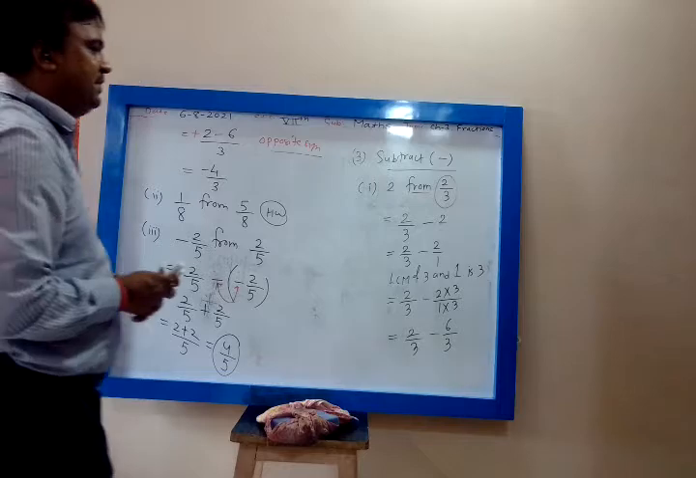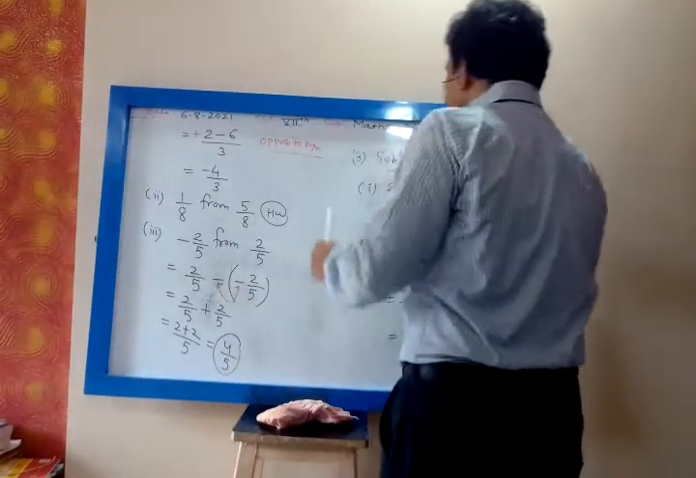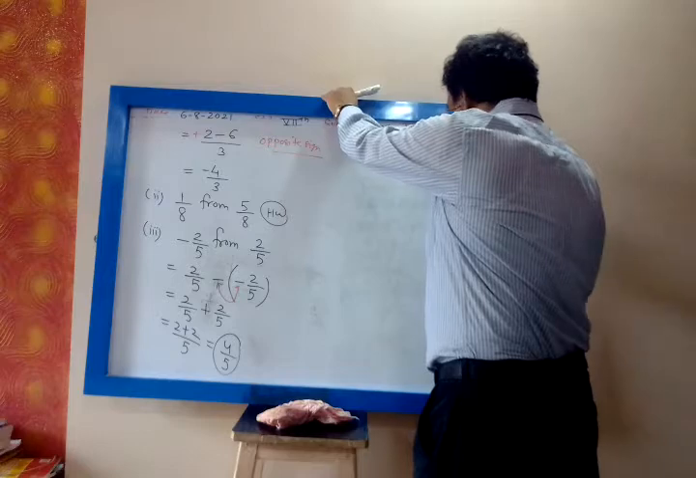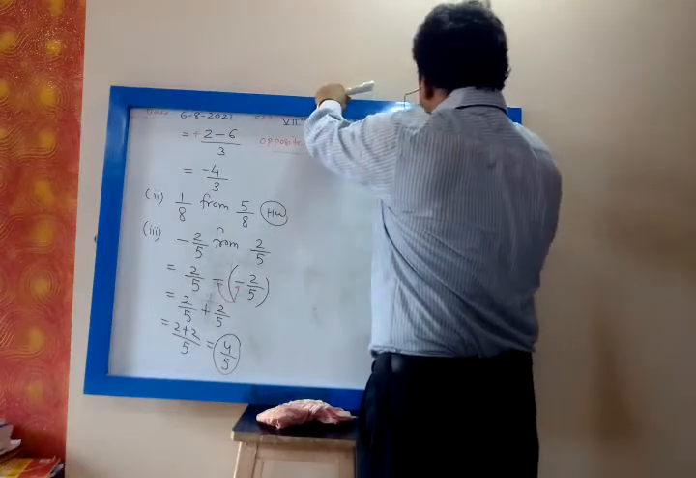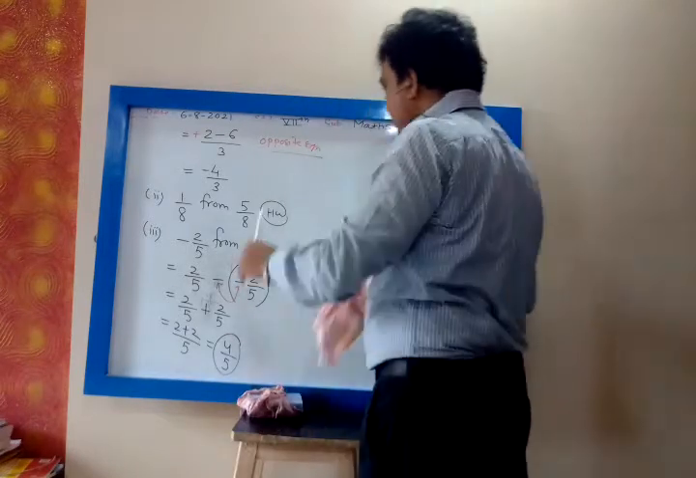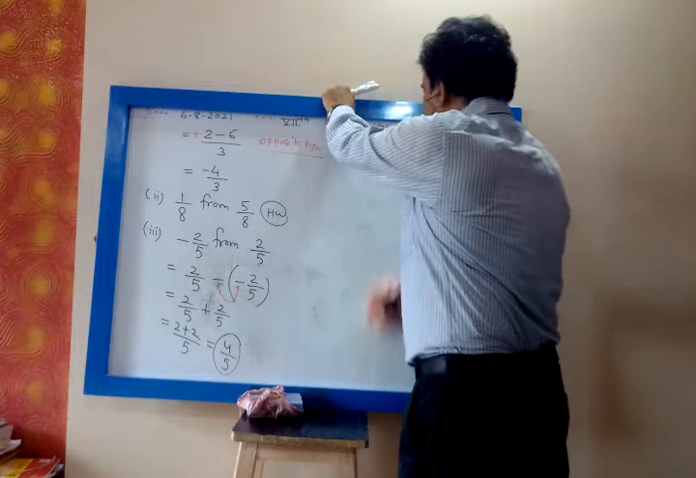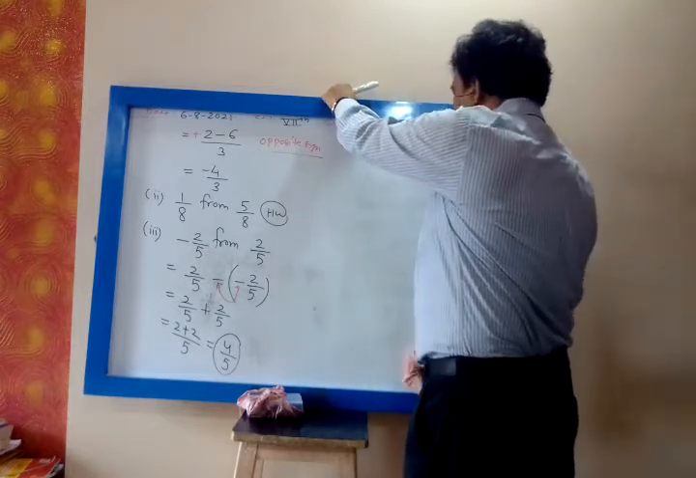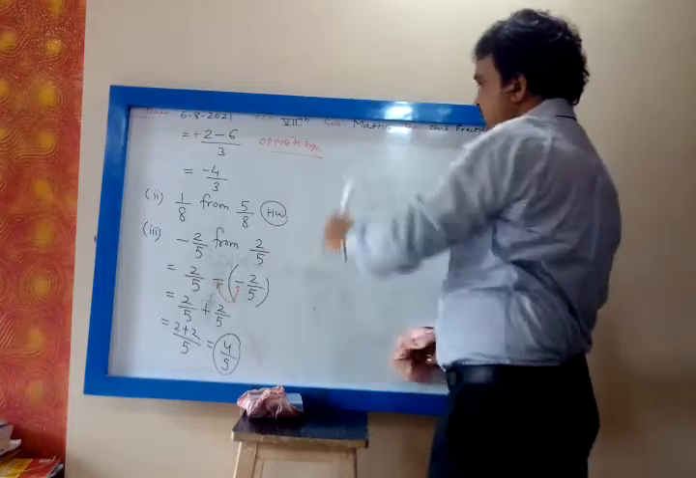So 2 by 5 minus minus is plus 2 by 5, answer will be 4 by 5.